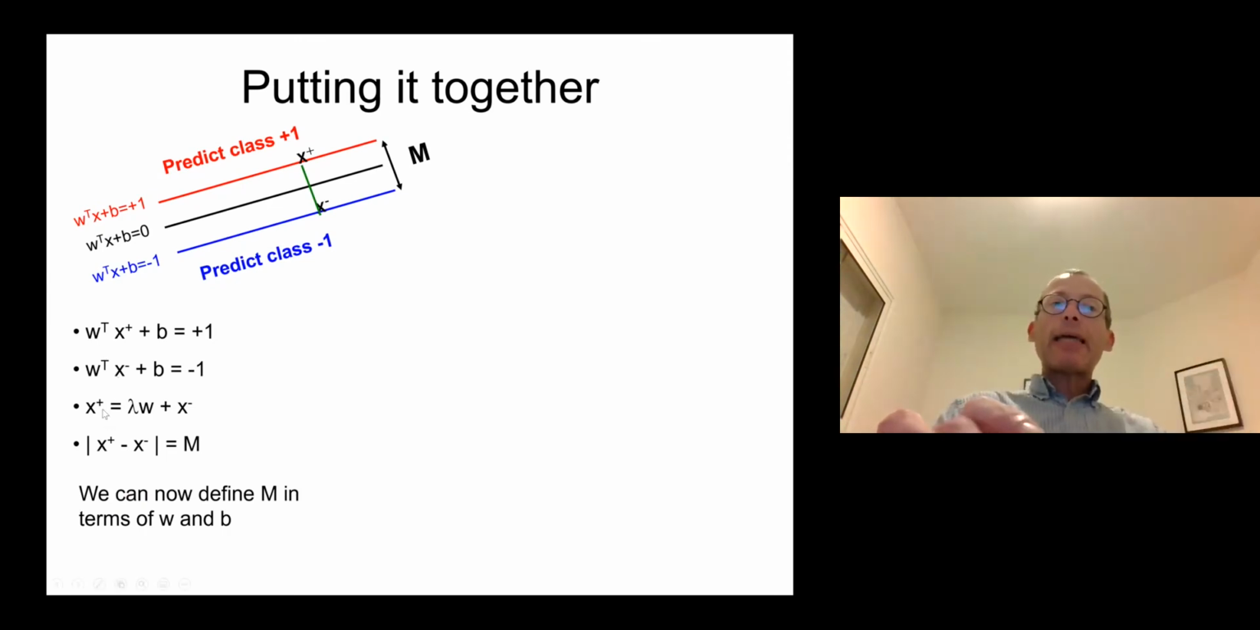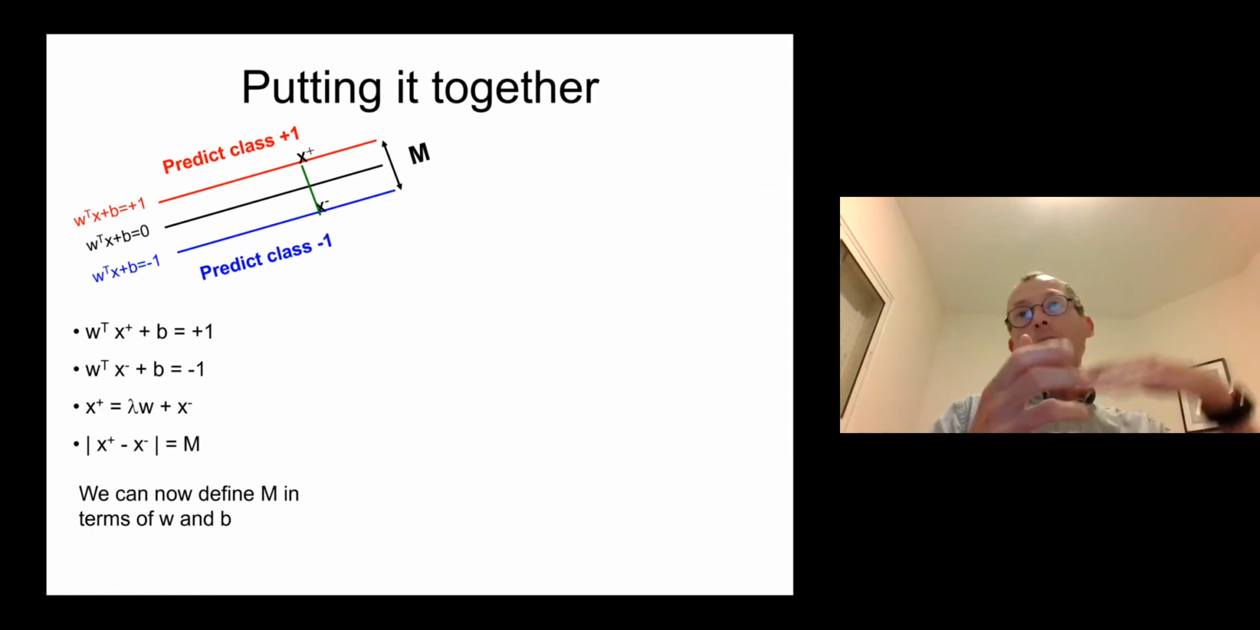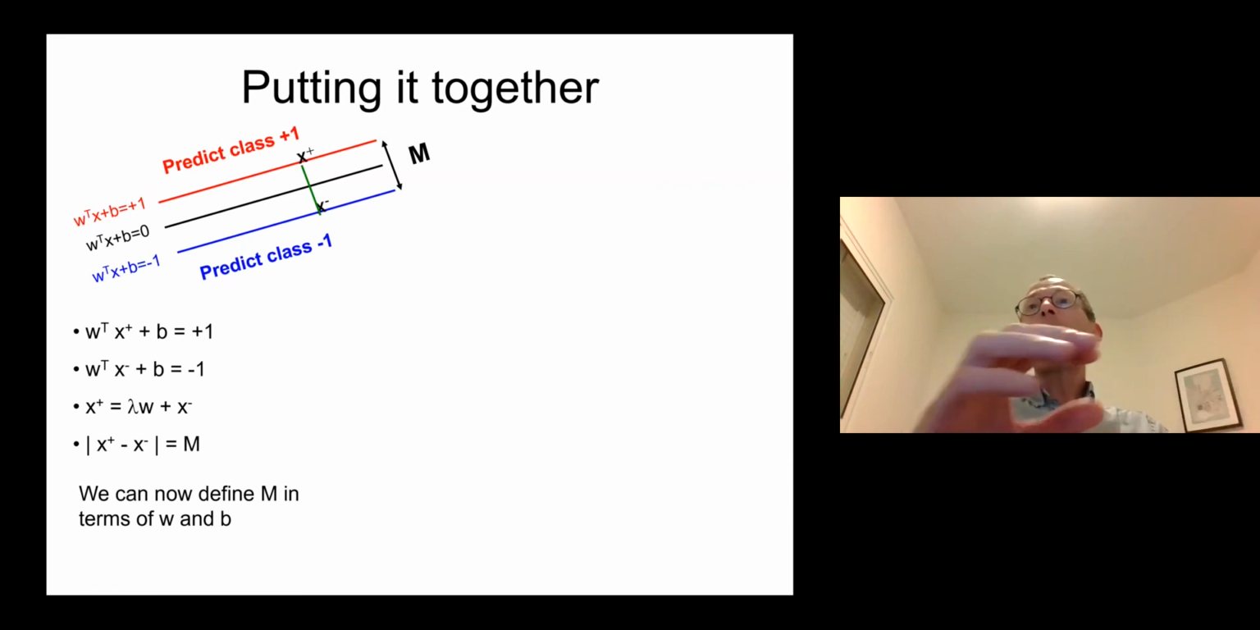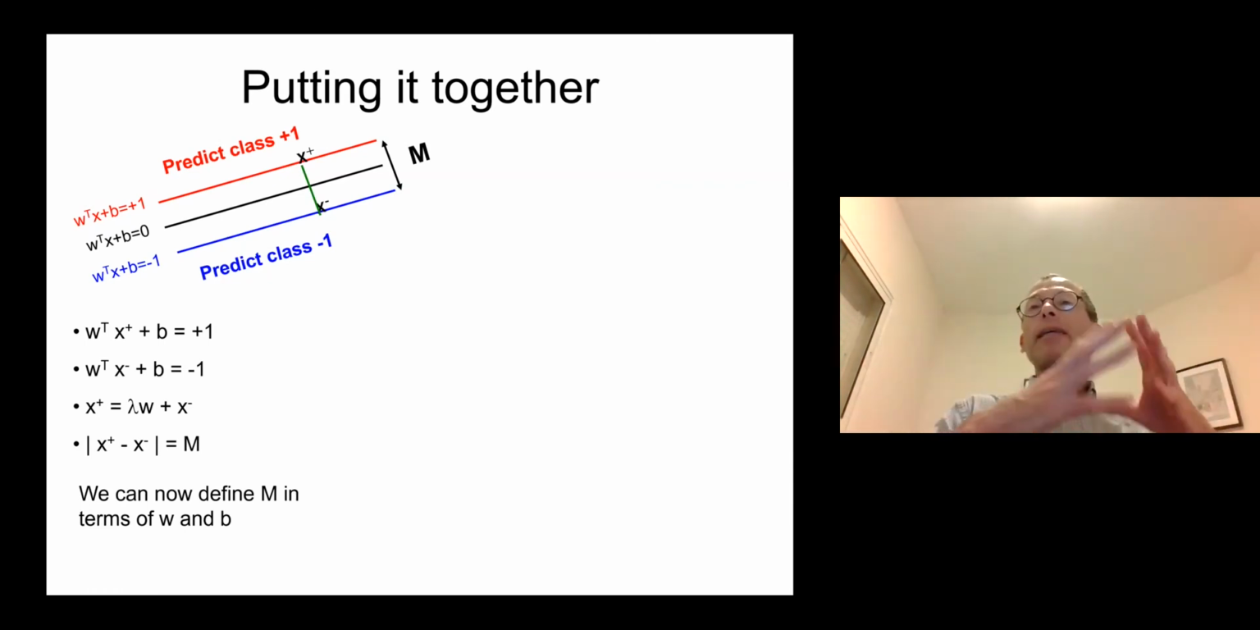The next thing is that I also know that I can get from X plus to X minus by going along W some distance. And the margin is defined as the distance between the two planes, which is just the distance between X plus and X minus. Of course, we don't know what it is. This is M, but this is the margin. That's what we want to maximize, optimize.